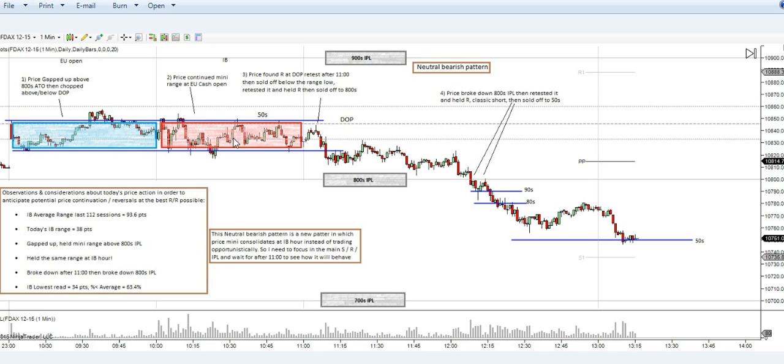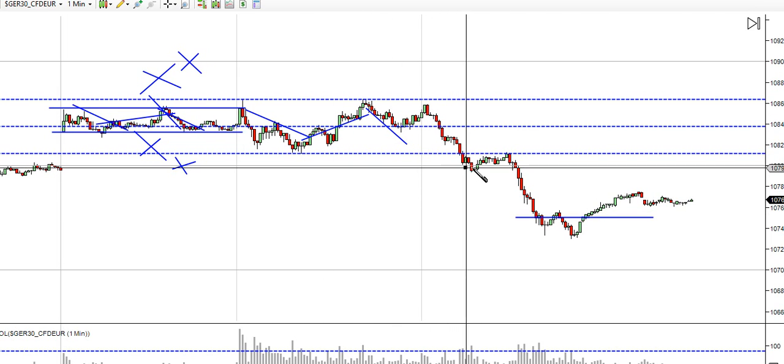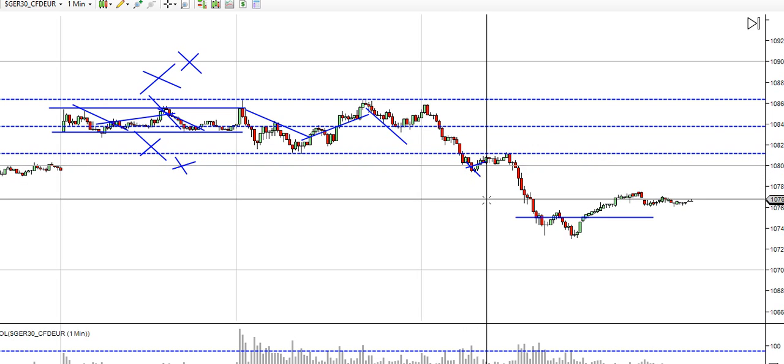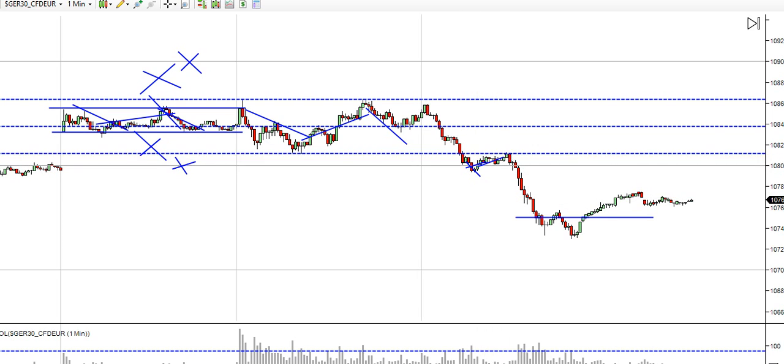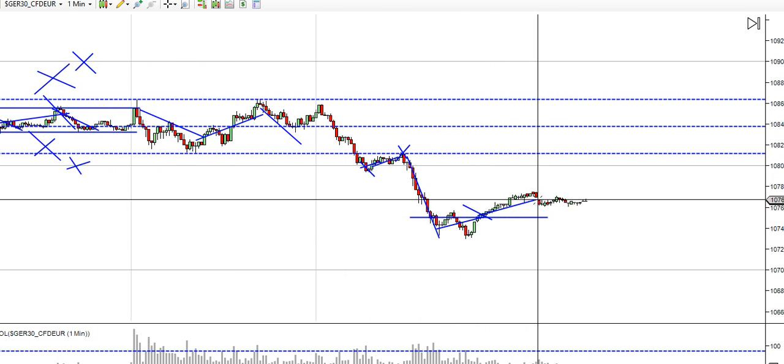Like this case, another time price opened in the middle, then chopped in the same range, and then gradually sold off. So in that case, I used to focus on the bigger picture, which is like here. It broke down initially 800s, then rallied back above, retested the initial balance low, held perfectly resistance, and then we had the first leg to the downside, and then held above 50s, now trading above.